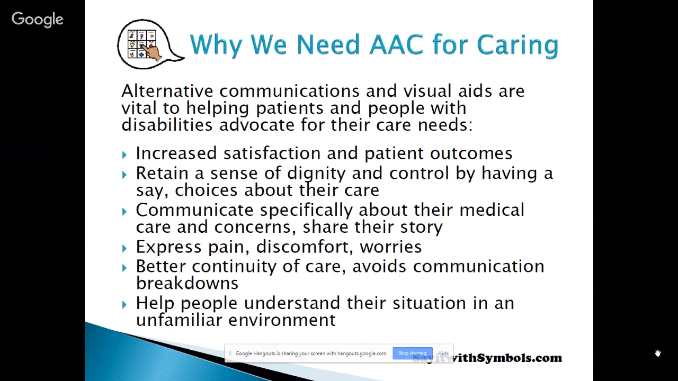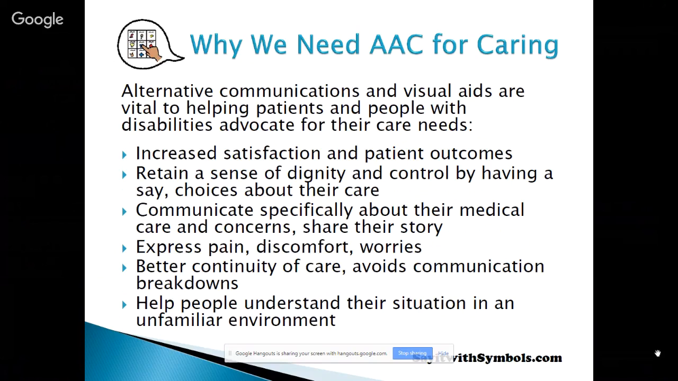So why do we need AAC for caregiving? Often the people who I work with have lost their voices. So having a method to communicate for them and having visual aids are vital to helping the patients and their caregivers advocate for their care needs. It's often very urgent, and sometimes even at the end of their lives.